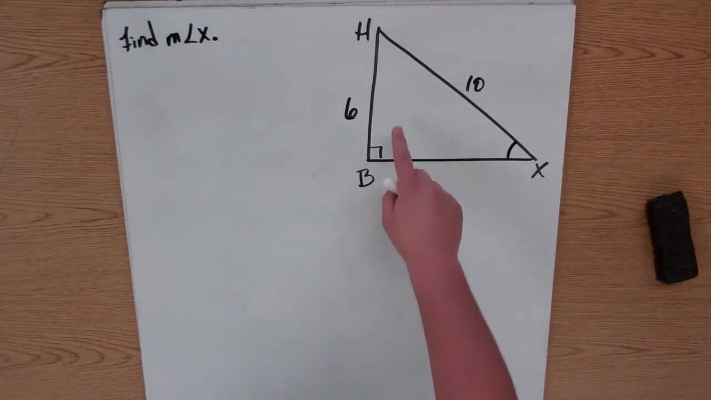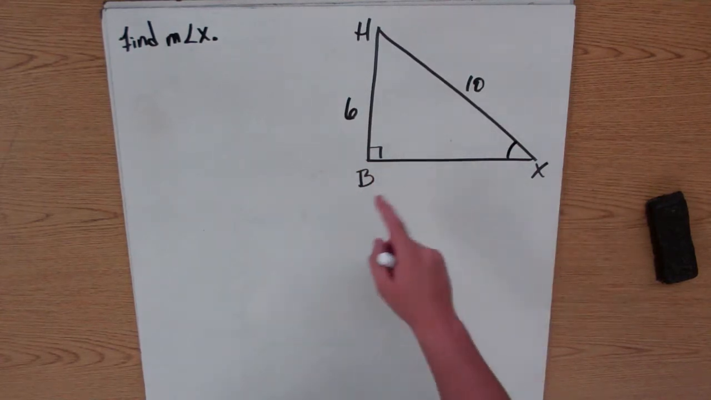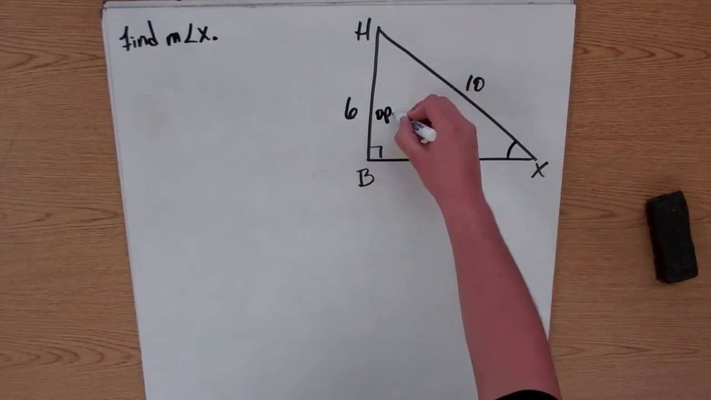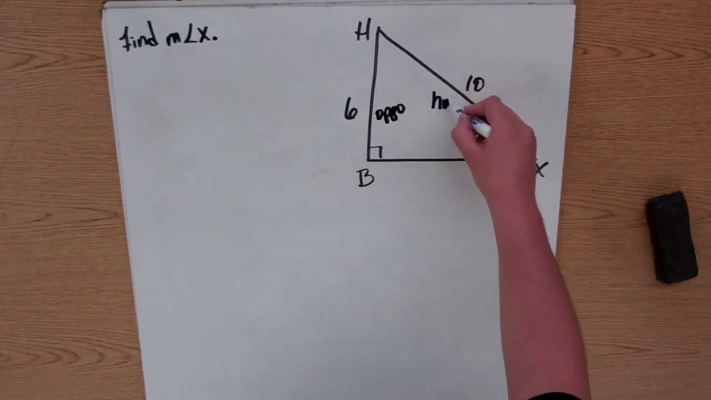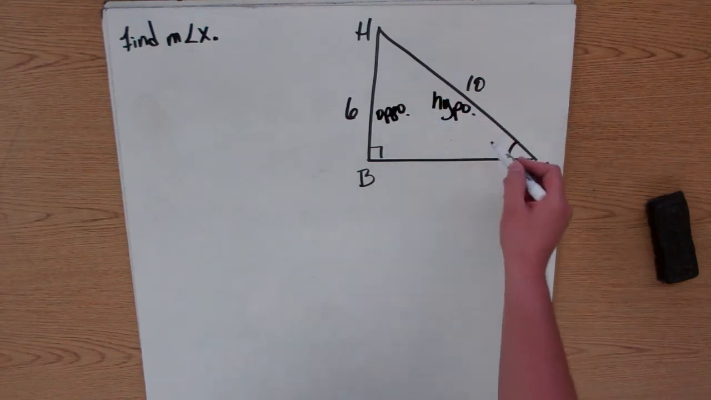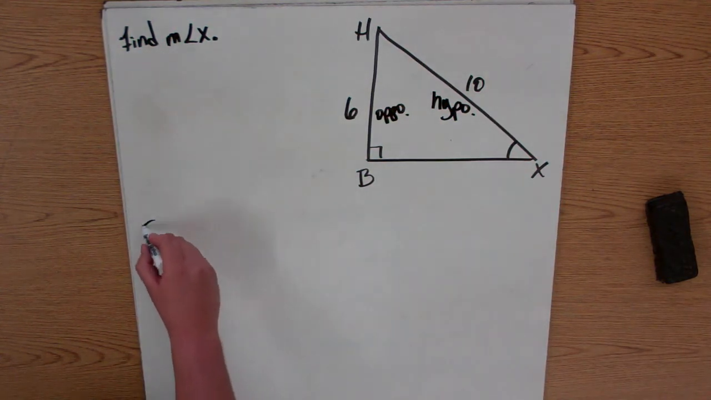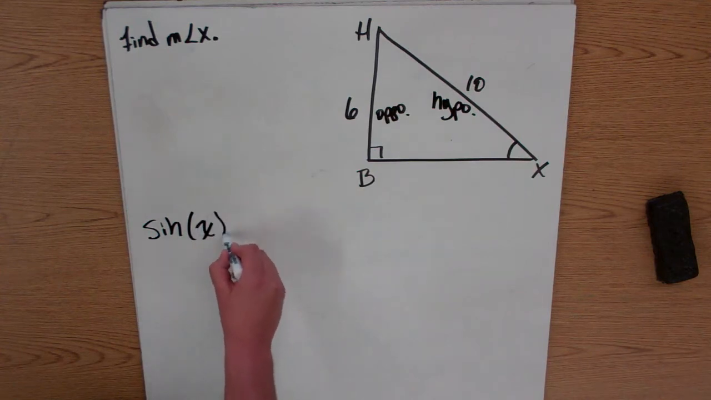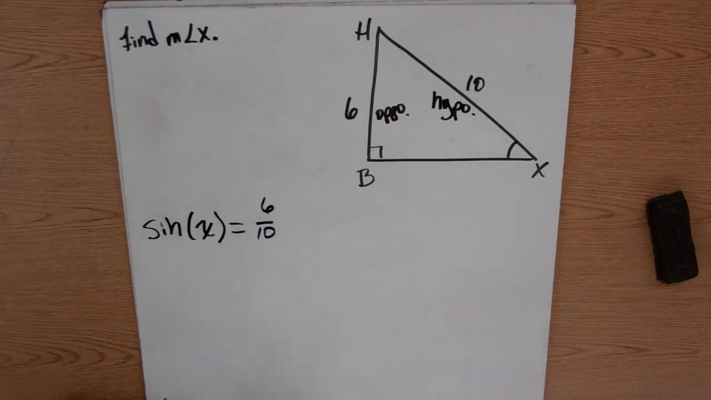First thing you want to do is identify what sides you have. All right, since the 6 is on the other side of the triangle, we know this is the opposite side. And since this is opposite the right angle, we know this is the hypotenuse. So we have opposite and hypotenuse. So go back to your notes. Which trig function used opposite and hypotenuse? If you said sine, you were correct. So the sine of angle x equals opposite over hypotenuse, or in this case, 6 over 10.